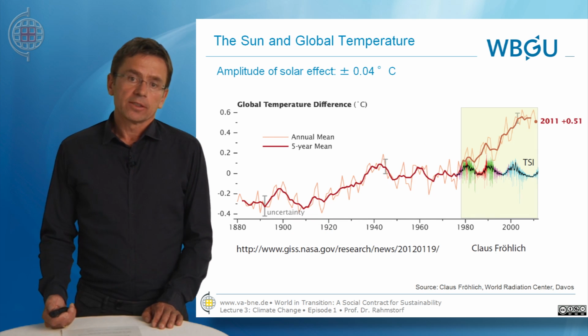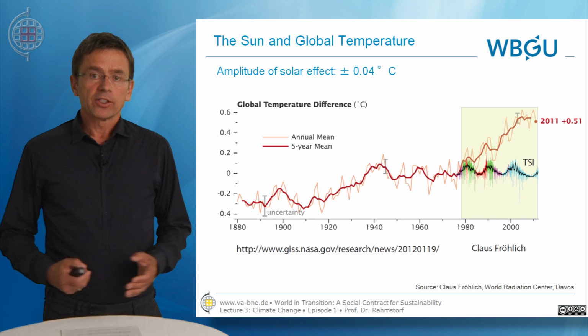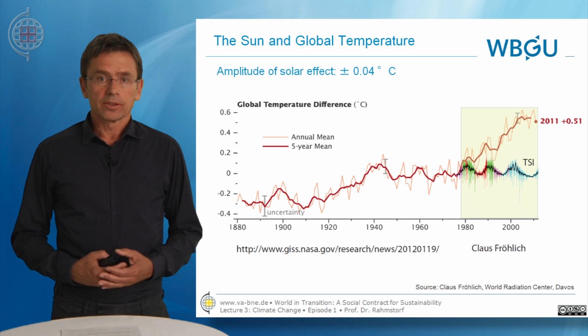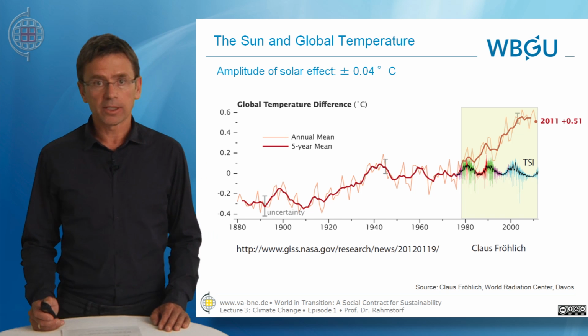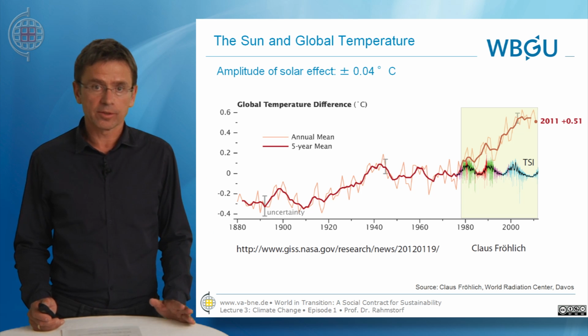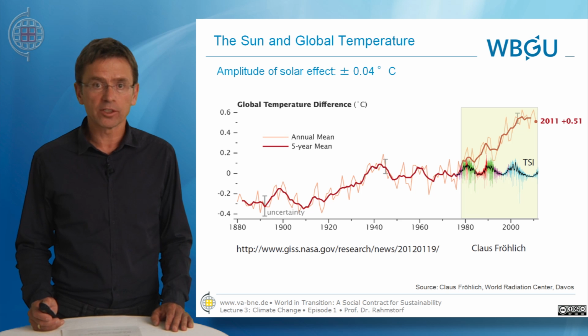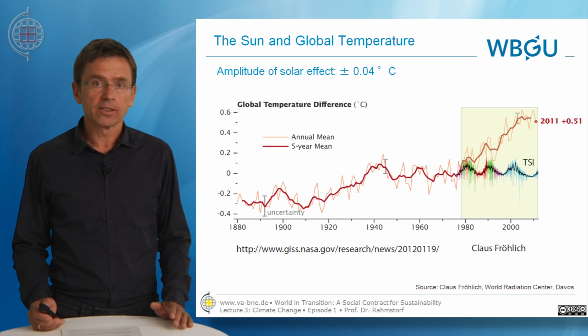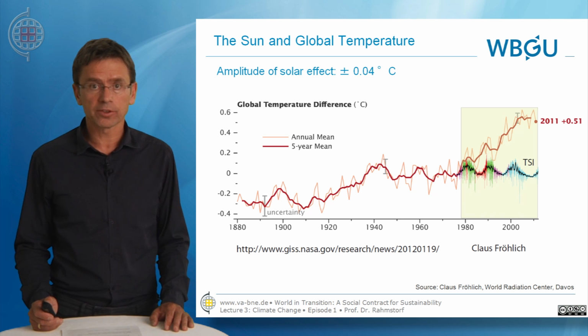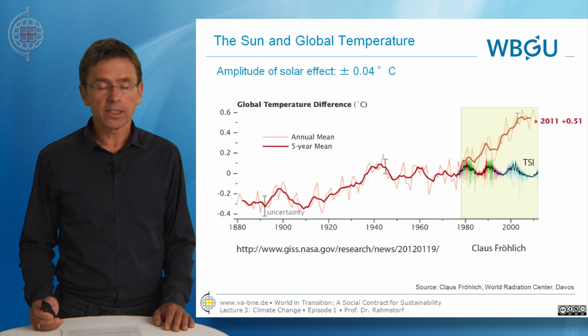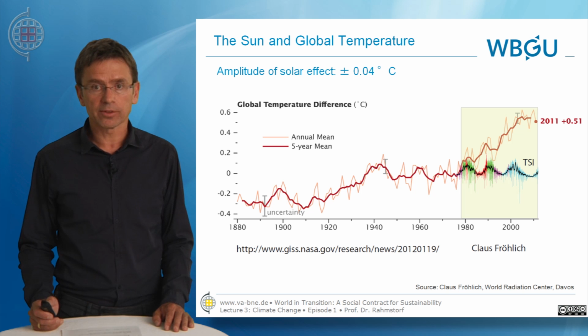I mentioned also that with the correlation analysis you can find out how strong the effect of solar cycles on global temperature, for example, is, and the result is that's an effect of about plus minus 0.04 degrees of the dominant solar change, which is an 11-year cycle, which has been known for centuries. And so it's really a very small effect compared to the greenhouse effect.